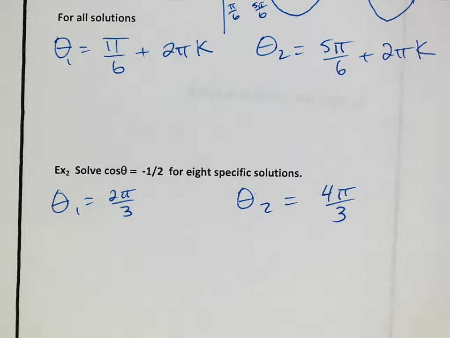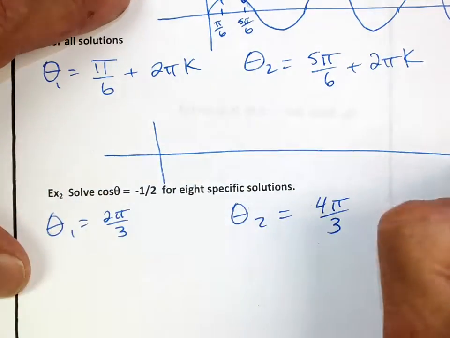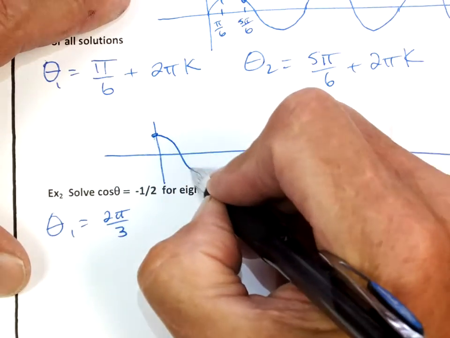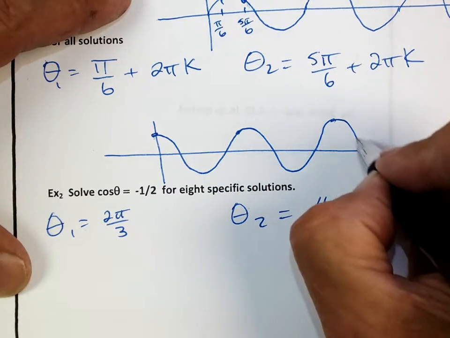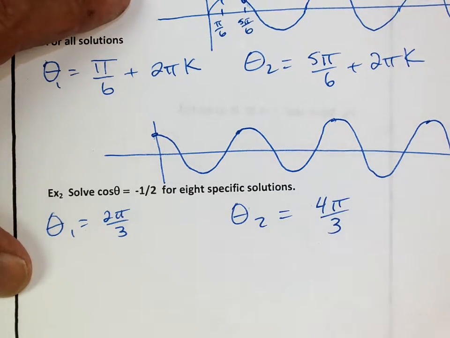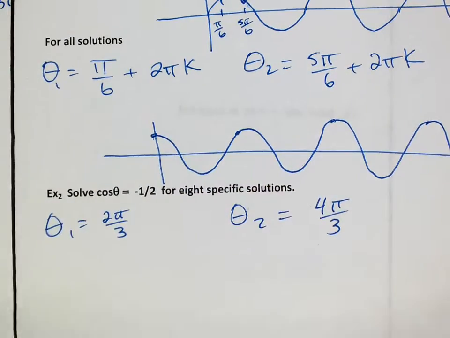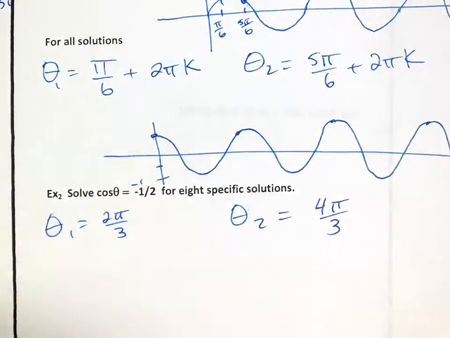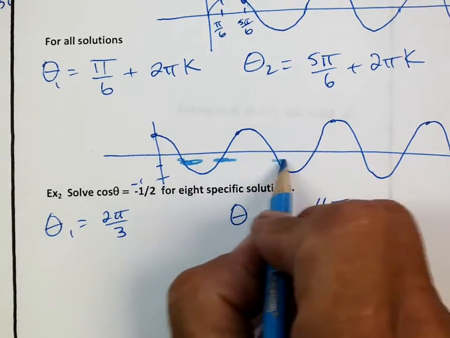So good. But I need 8 of them, right? I need 8. So let me draw a picture, and then we'll be able to get the 8 easily, okay? Draw a picture real quick above. So cosine looks like this. We have negative 1/2. So I've got my negative 1, negative 1/2. So I'm just going to show you. You do not have to draw a picture. I just like to draw a picture so you can see it, okay?